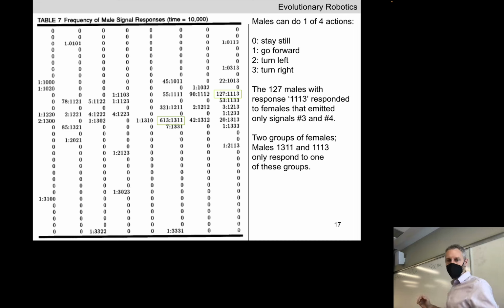I think I've got this wrong, I'm sorry. Song 2 and 4 here. These males only respond to song 2. These males only respond to song 4. These females are emitting song signals 2 and 4.